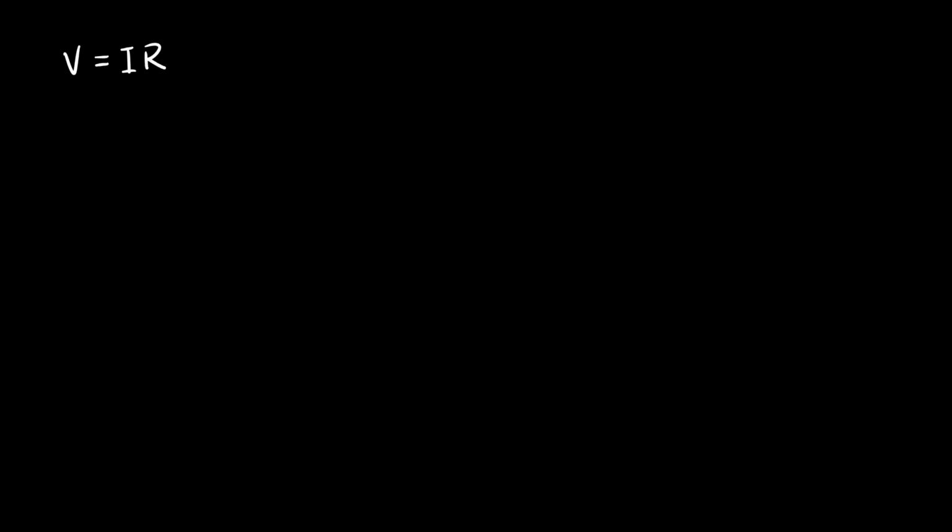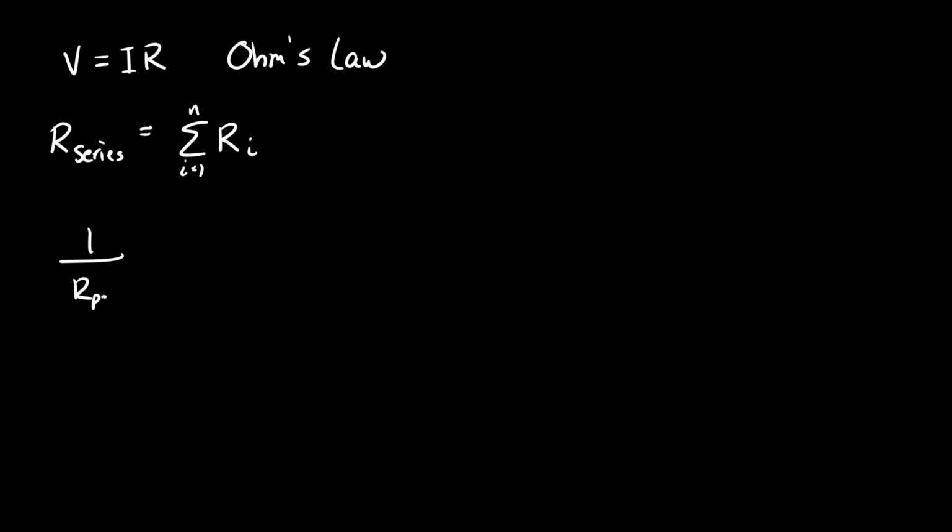So that brings us to at least one point where I'd like to sum some things up. Voltage equals current times resistance. This is Ohm's law. Resistors in series are just summed. And resistors in parallel, we add the inverses.